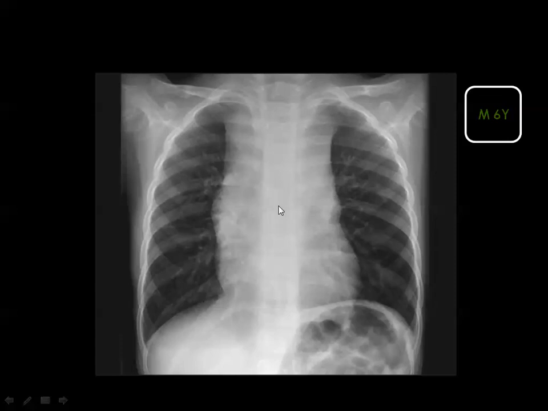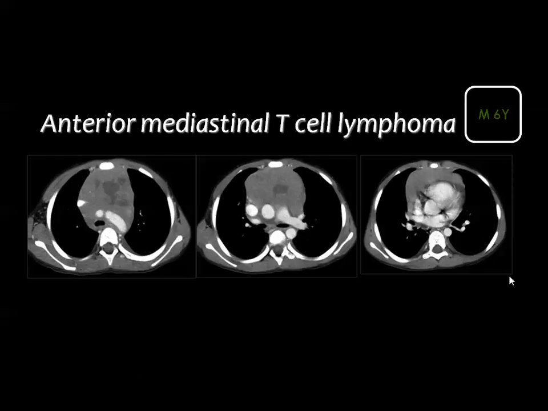Broadening of the mediastinal borders usually suggests the possibility of lymphoma. And here you can see a big mass in the anterior mediastinum encasing the vessels, and this mass is also surrounding the cardiac border. It contains some areas of breakdown, and this was proved to be T-cell lymphoma.